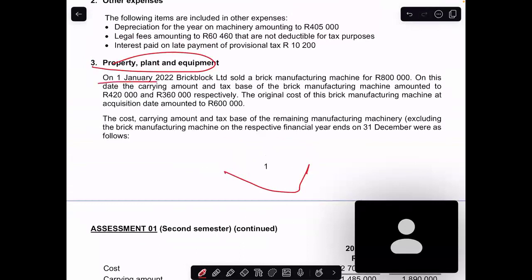On 1 January 2022, Earl sold a brick manufacturing machine for 800. On this date, the carrying amount and the tax base, right? It was sold in the next financial year. For now, we want information relating to 2021. The cost, carrying amount and the tax base of the remaining manufacturing machines, excluding the brick manufacturing machine, on the respective financial year end 31 December were as follows.